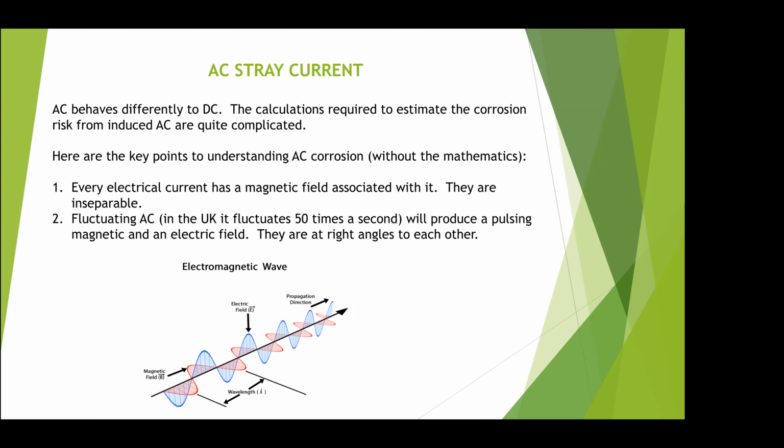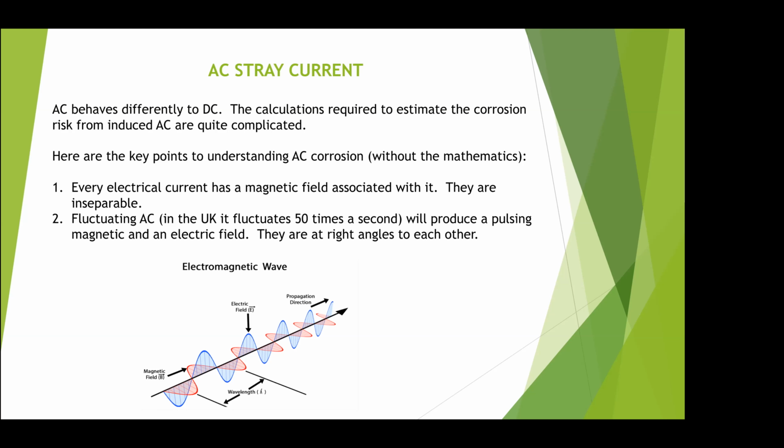AC stray current is also a nuisance. Firstly, it behaves differently to DC, and the calculations that you need to estimate the corrosion risk are quite complicated. You can do them by hand, or if you've got simple math software like MATLAB or MathCAD, you can do them. But here's the very easy way to understand this. There's a whole day's worth of paper in this anyway, but there's an easy way to understand it.